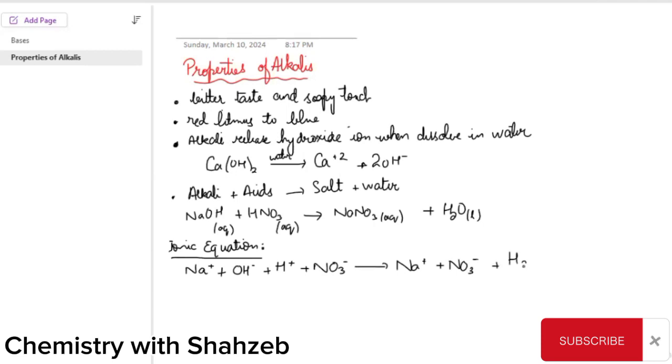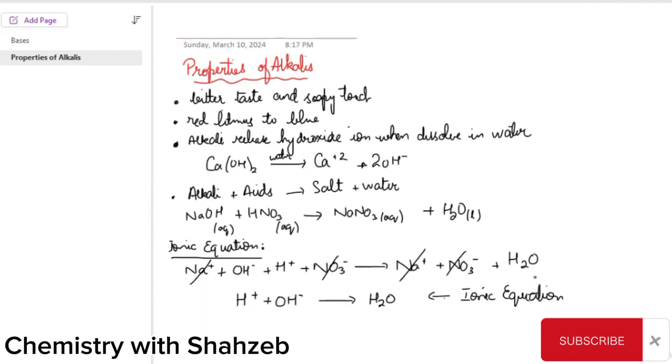plus water. Okay. So the sodium ion will be cancelled with the sodium ion, as they are the same on the left and right hand side, and they are also called spectator ions because they don't take part in the reaction. And now the nitrate ion is also the same, so it would also be cancelled. So H+ ion plus OH- ion form H2O. So this is the example of an ionic equation.